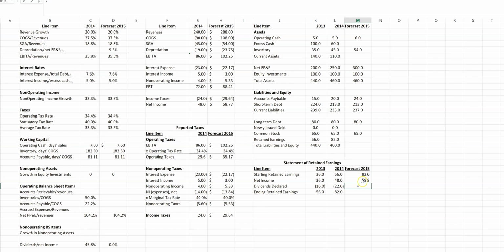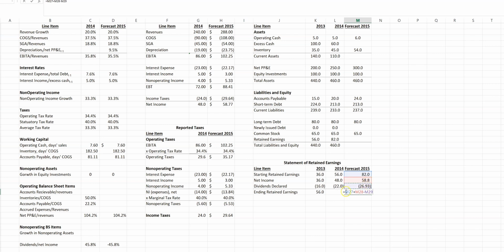So I've got my net income in 2015 forecasted, and if I keep my dividend payout policy the same, then I will pay 45.8% of my net income out as a dividend in 2015. And since that's a payout, let's make it a negative. So I have starting retained earnings of 82. I bring in some net income, 58.8. I pay out 45.8% of that net income as a dividend, and my finishing retained earnings is the sum of this. So my starting plus my net income minus my dividend payout.